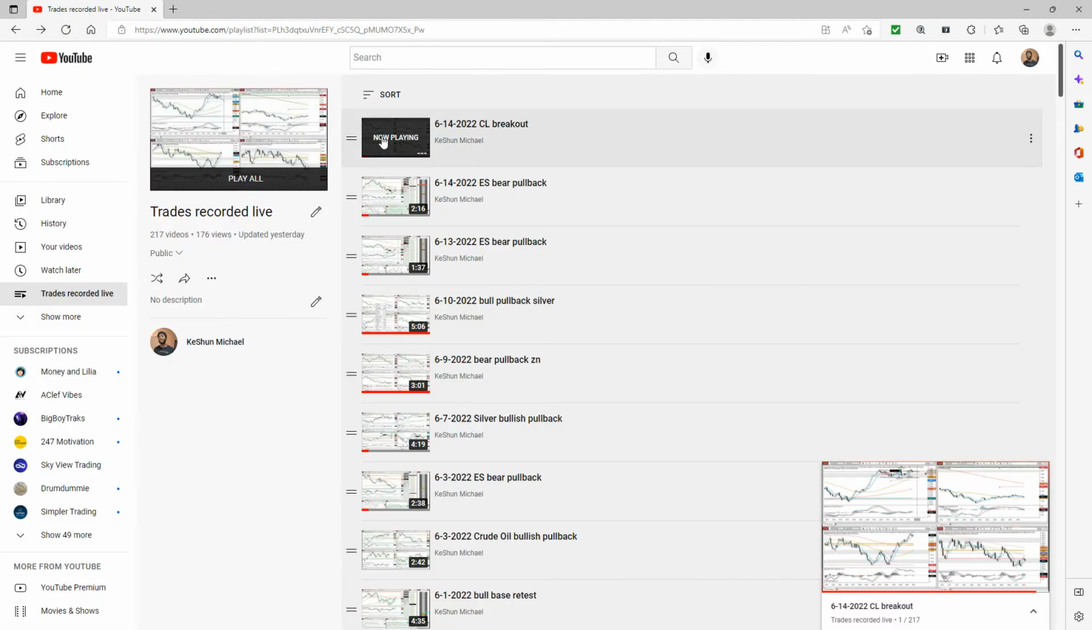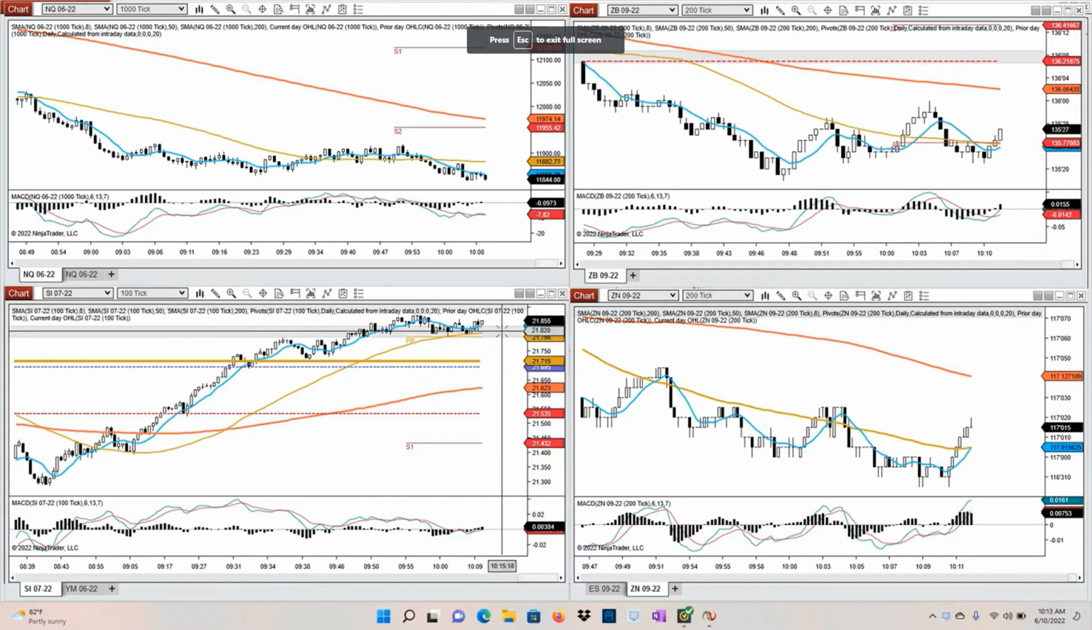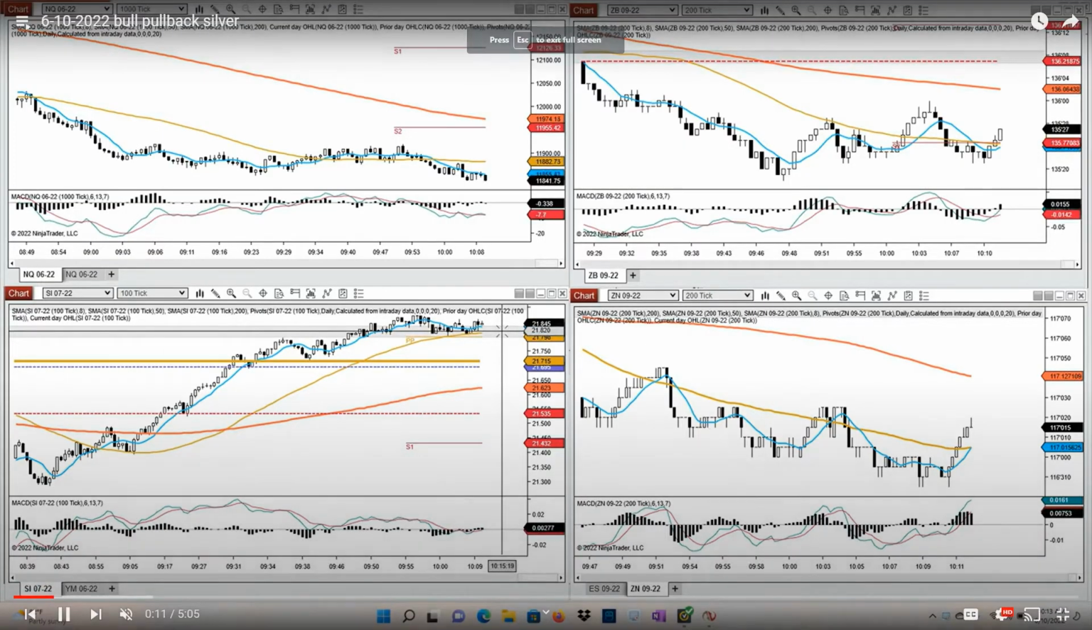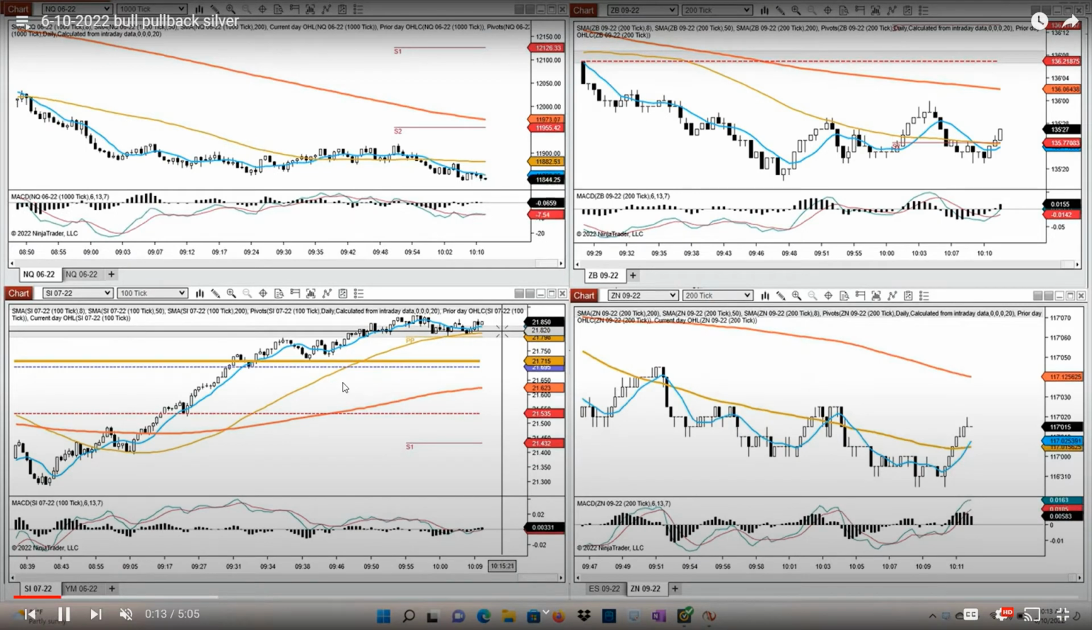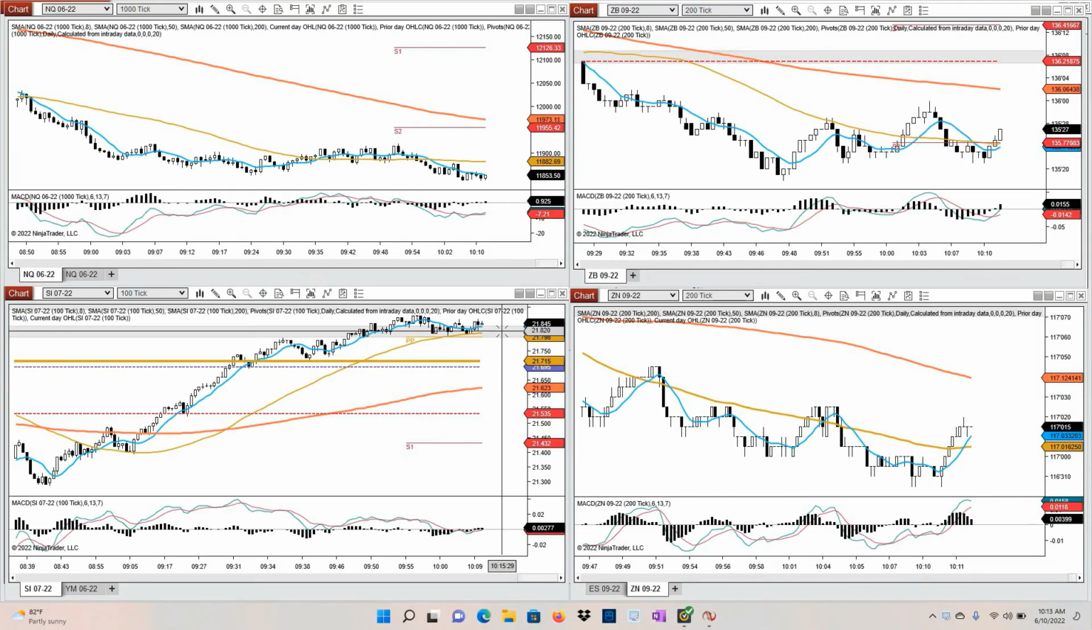So let me show y'all this other one. Let's look at this pullback in silver. I'm going to show a bullish trade just so we can compare setup to setup, so it'll make sense instead of me showing like a bearish trade. Watch this bottom left corner. That's silver, the silver futures market. And right now, what I'm looking to do is get long.